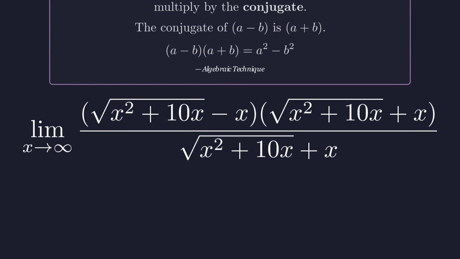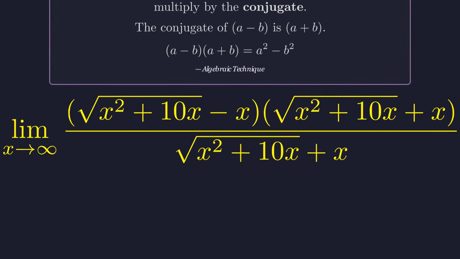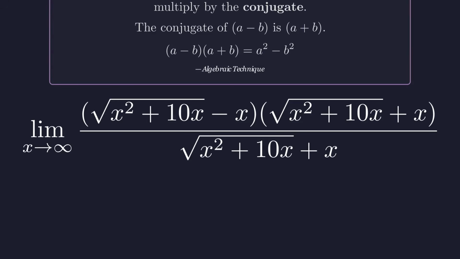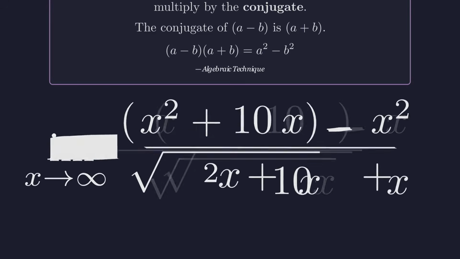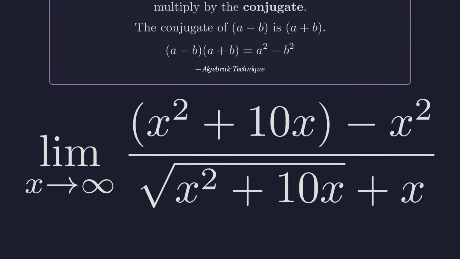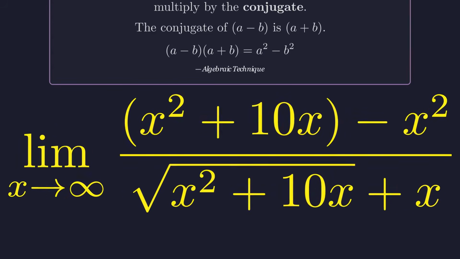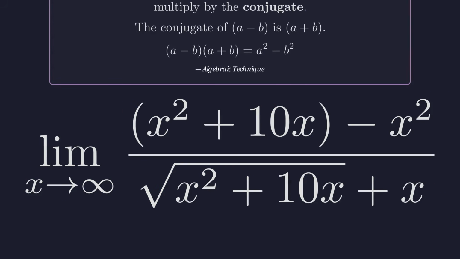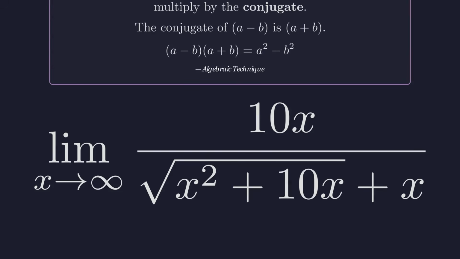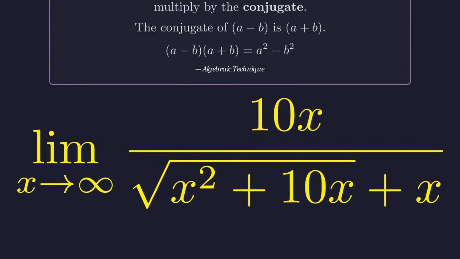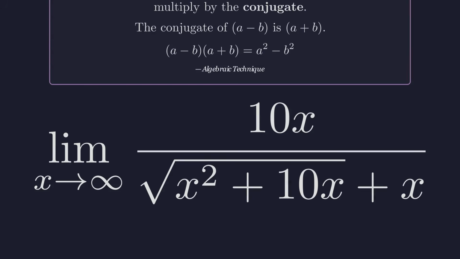So we multiply and divide our expression by the conjugate, which is the square root of x squared plus 10x plus x. The numerator now has the form a minus b times a plus b. Applying the difference of squares formula, this simplifies the numerator to x squared plus 10x minus x squared. Notice that the x squared terms in the numerator cancel out. This leaves us with 10x in the numerator.